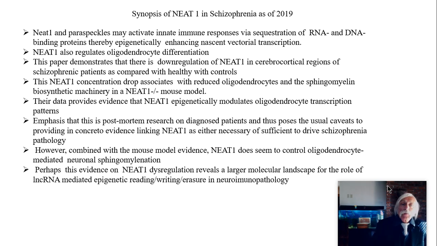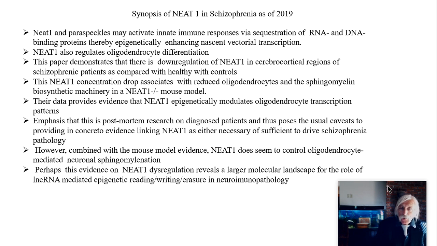NEAT1 and paraspeckles may activate the innate immune response via the sequestration of RNA and DNA binding proteins. They actually do that. Some of those proteins that end up on that protein scaffold found in the paraspeckle can prevent things like gene expression, because if you bind up RNA polymerase, or ribosomal RNA, or you bind DNA, right, you're going to get an epigenetically altered transcription. So it says here, thereby epigenetically enhancing nascent vectorial transcription.